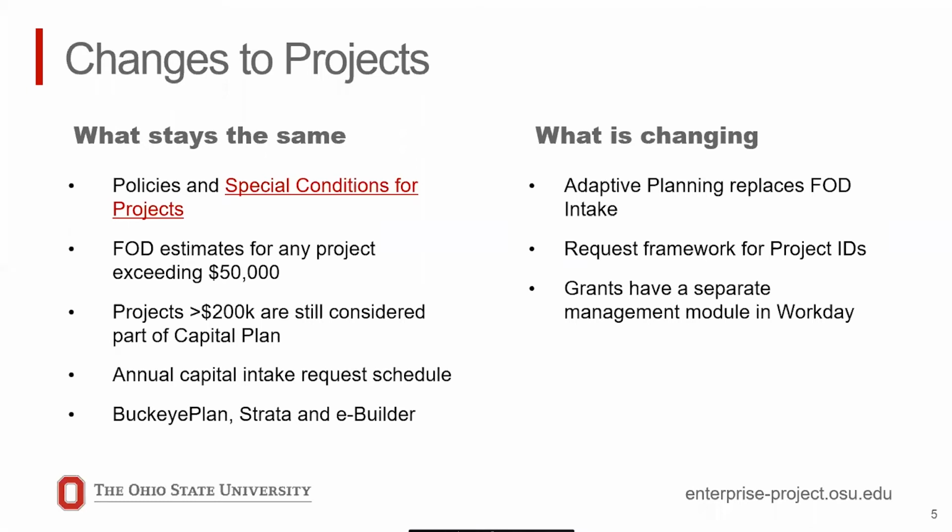The annual operating budget systems, Buckeye Plan for the university and Strata for the health system, are staying the same. The systems will interface with Workday.